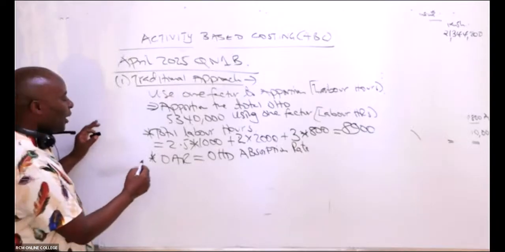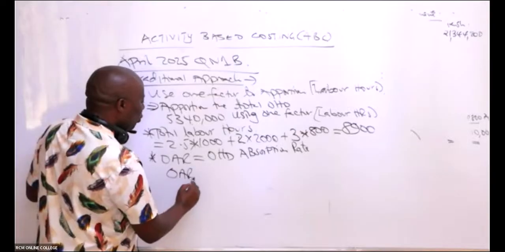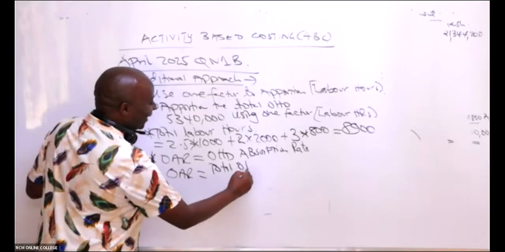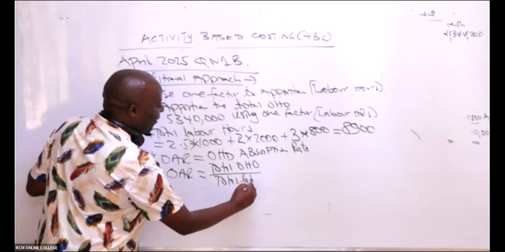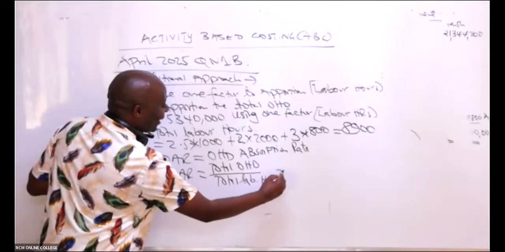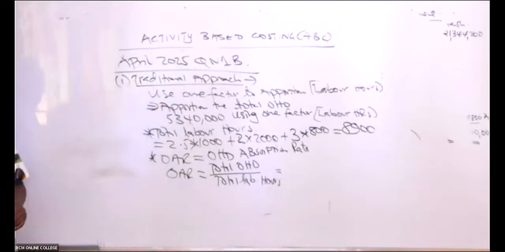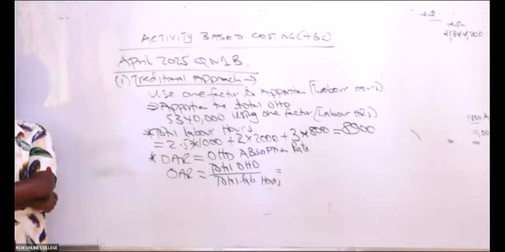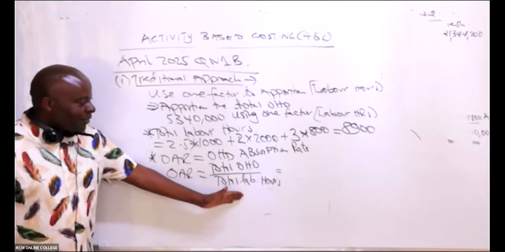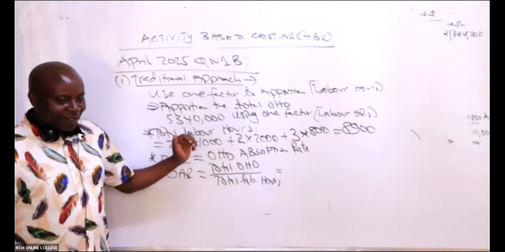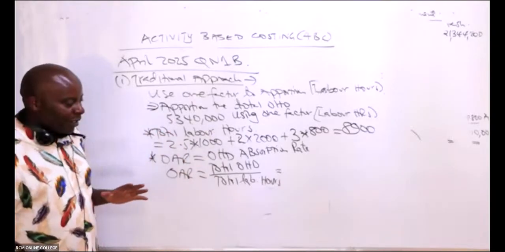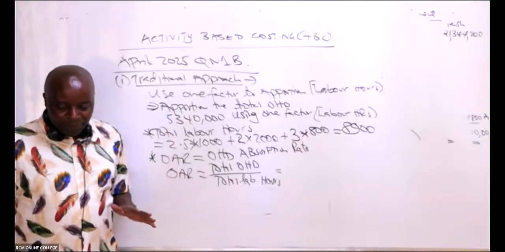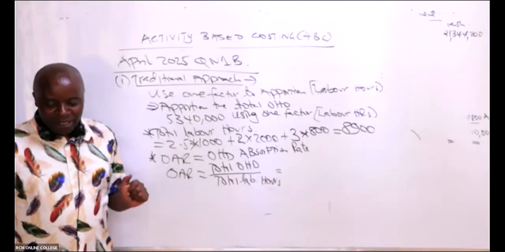How do I get this OAR? So OAR will be the total overhead all over the total labor hours. Total overhead all over the total labor hours, because here we must use the factor of absorption. The basis of absorption, and the basis in this case here is labor hours. So total overhead over total labor hours.